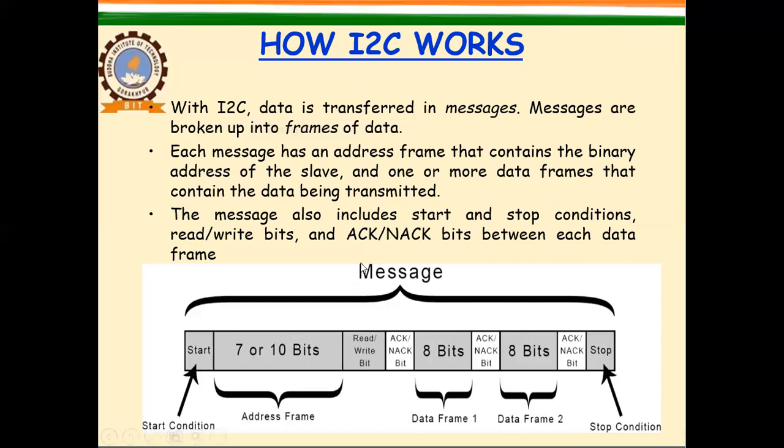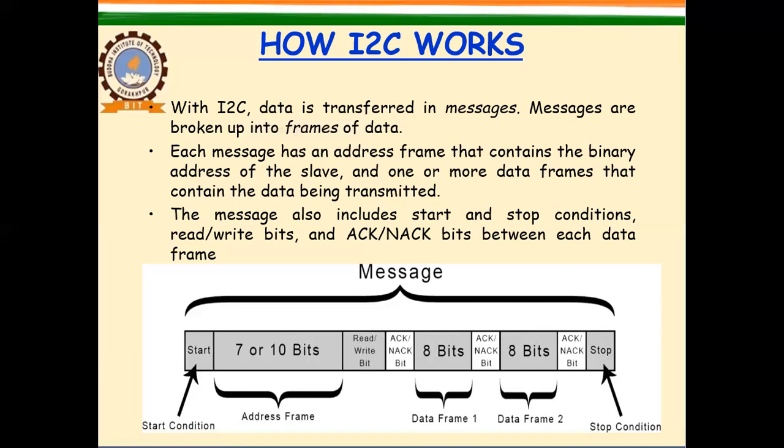So this is the frame. The frame has a start bit. It has an address of 7 or 10 bits. Then it can contain a read or write bit. Then a single bit is there to acknowledge whether the data is received or not. Then the data frame, that is the first frame of data, of 8 bits, is sent. Again there is an acknowledgement bit. Again the second frame is sent. And likewise this process takes place until the stop bit is sent to terminate the transmission.